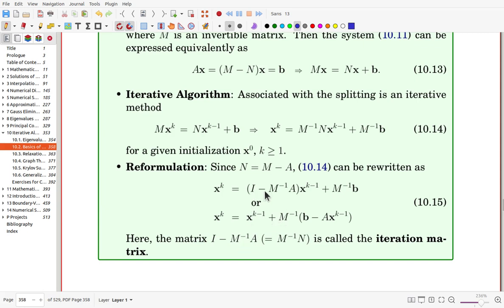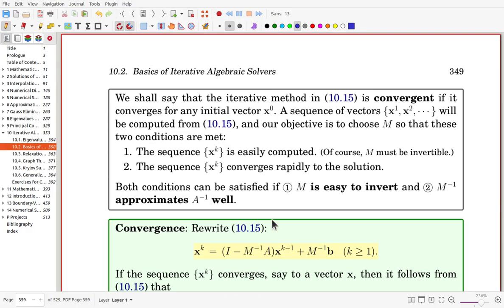The matrix identity minus M inverse A, which is the same as M inverse N, is called the iteration matrix. Once you design an iterative algorithm, you have to make sure the algorithm converges. We'll say that the algorithm is convergent if it converges for any initial vector x0. The iterates x1, x2, x3, and so on will be computed by the algorithm, and our objective is to choose M so that these two conditions are satisfied.